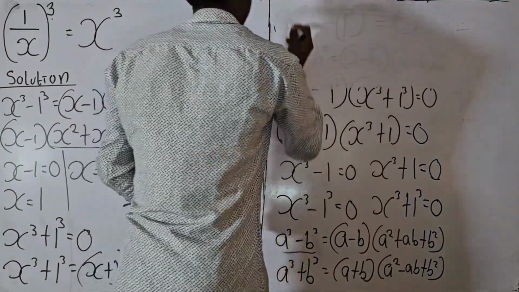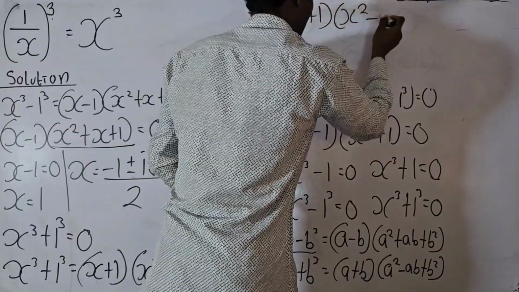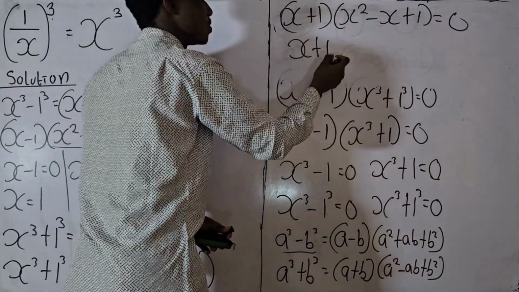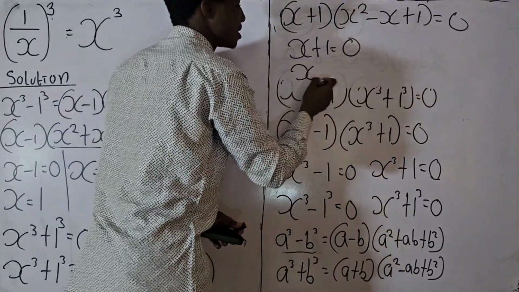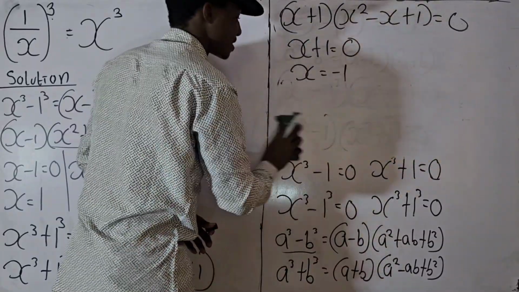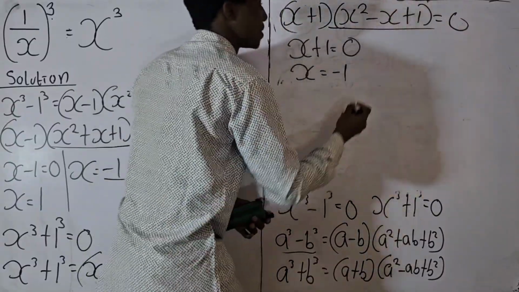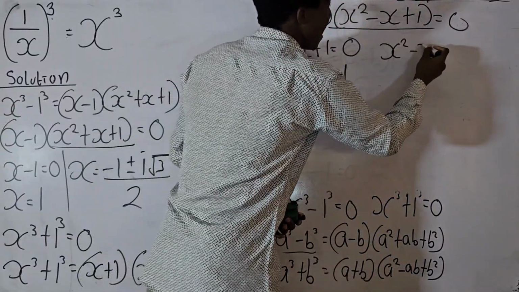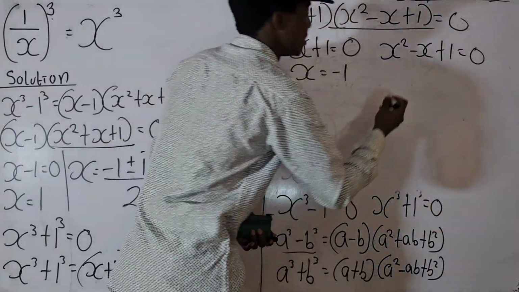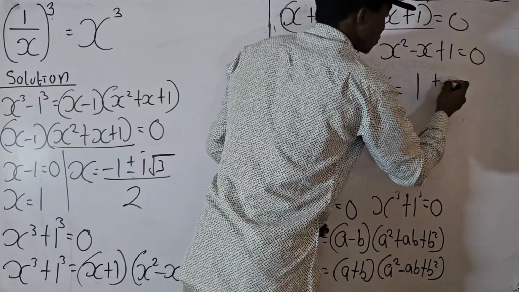So we are going to have x plus 1 multiplied by x squared minus x plus 1 equals 0. Here, x plus 1 will be equal to what? 0. So x equals -1. This is the fourth value of x. Okay, let's solve for the remaining two values in this quadratic equation. We have x squared minus x plus 1 equals 0.